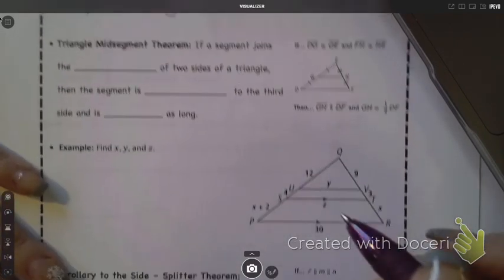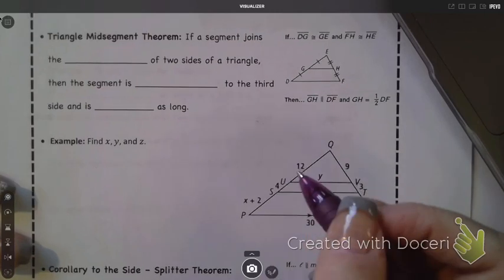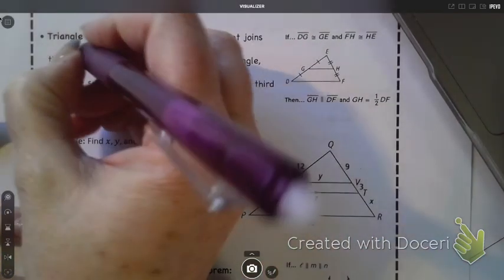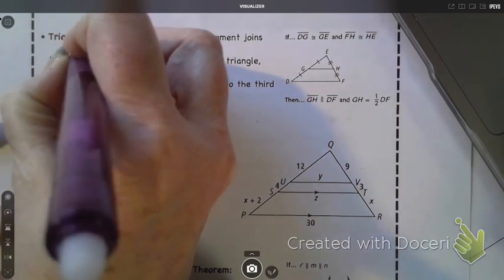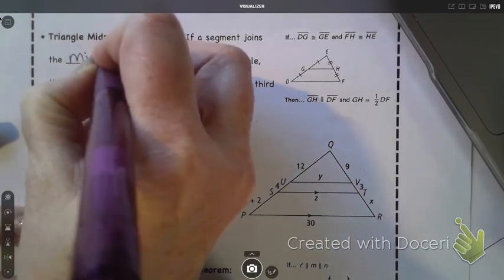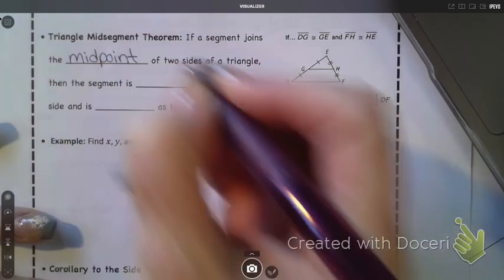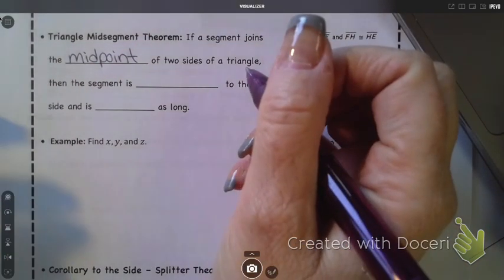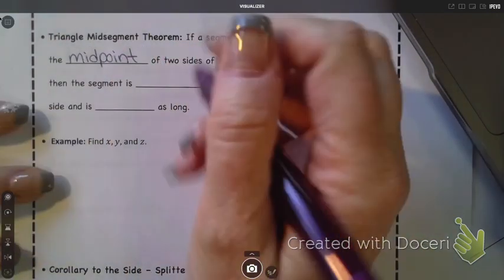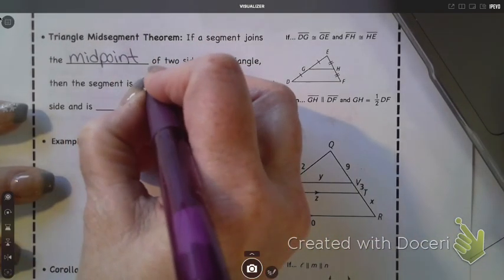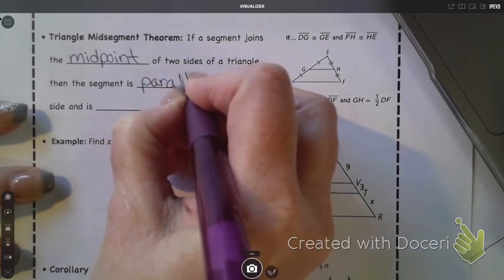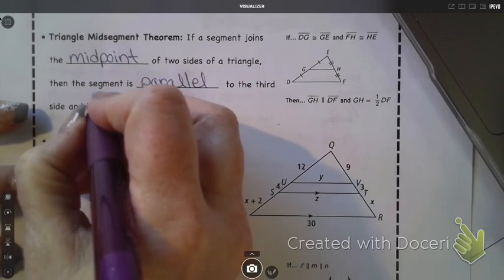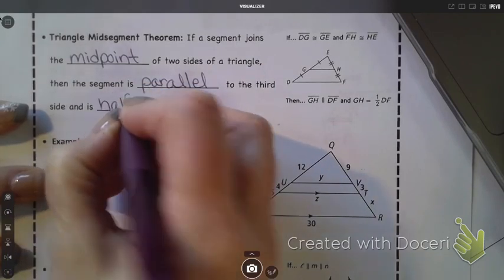Okay. The triangle mid-segment theorem. If a segment joins the midpoints of two sides of a triangle, what's a midpoint? The middle. It divides it into two equal parts. Then the segment is parallel to the third side and is half as long.